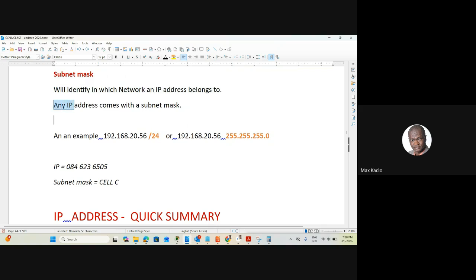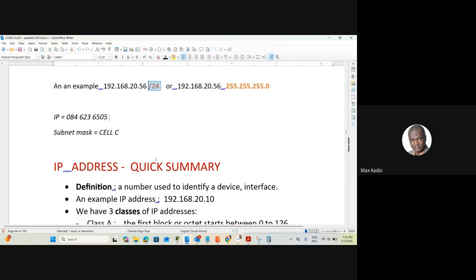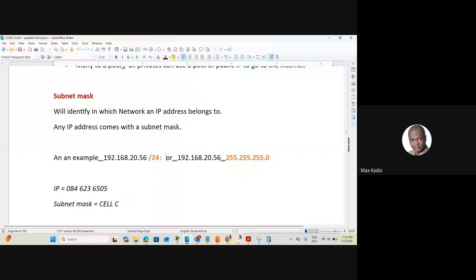So an IP address will always come with a subnet mask. For example, this is the IP address, and this is the subnet mask /24. /24 means I have 24 ones, and I'll show you shortly. 1, 2, 3, 4, 5, 6, 7, 8.